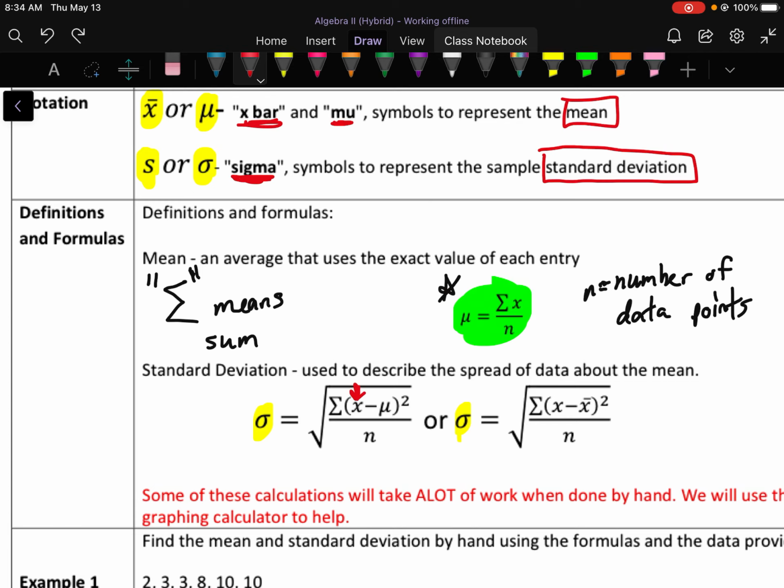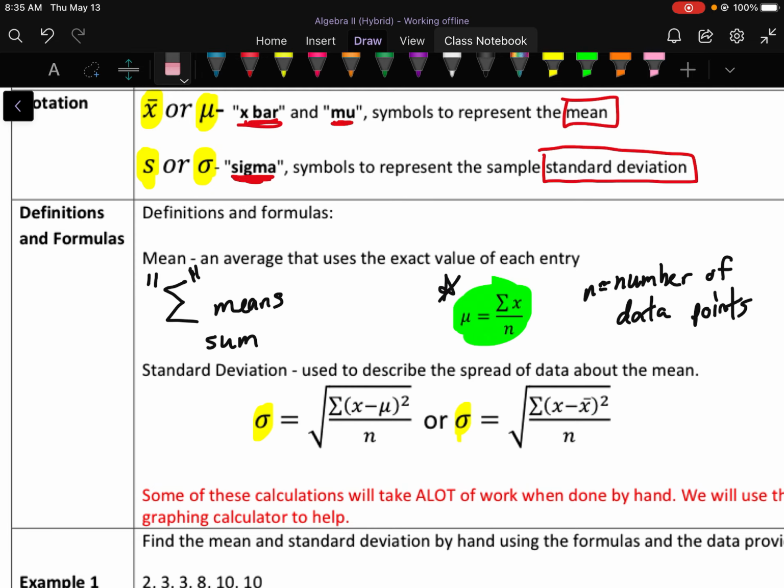The difference between the first formula and the second one is the notation. So we have mu here, and here we have x bar. Both of those mean the average. So they're just showing you that you could see it either way.